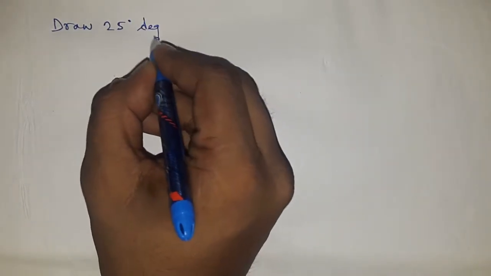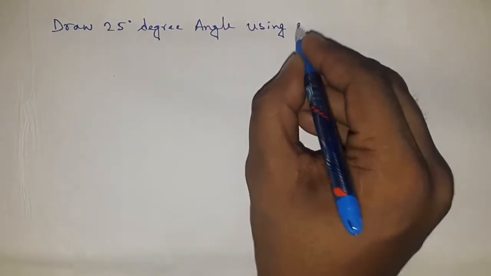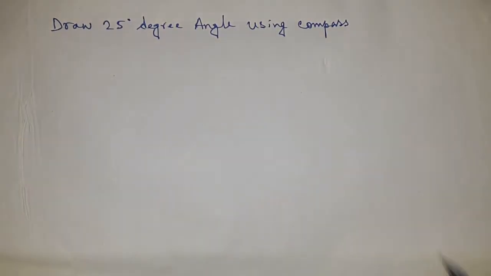Today we are constructing a 25-degree angle by using a compass. So today, drawing a 25-degree angle by using a compass.